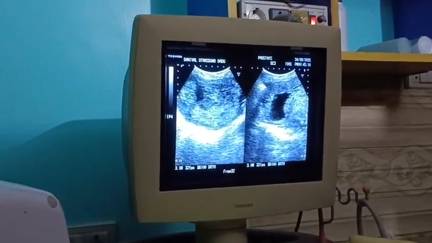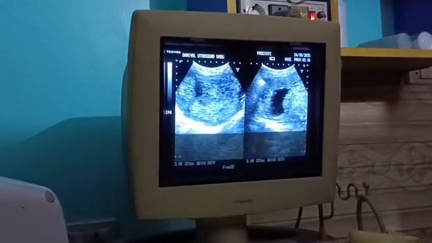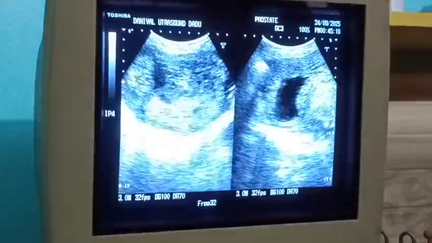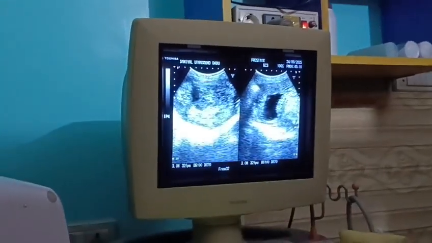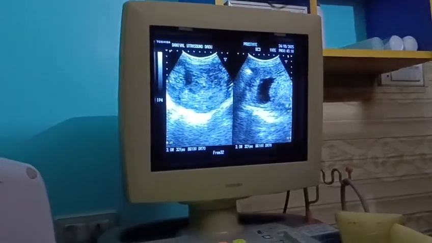Today we have got a female patient who is complaining of vaginal bleeding. There is a history of amenorrhea for 4 months. So let us see what comes out.